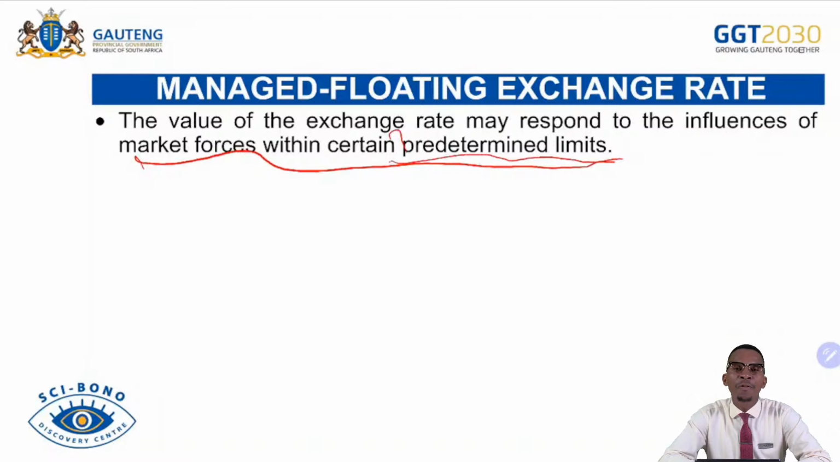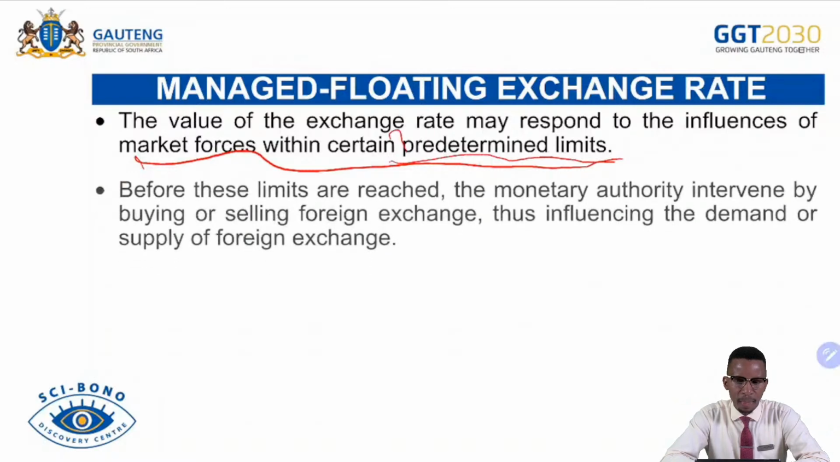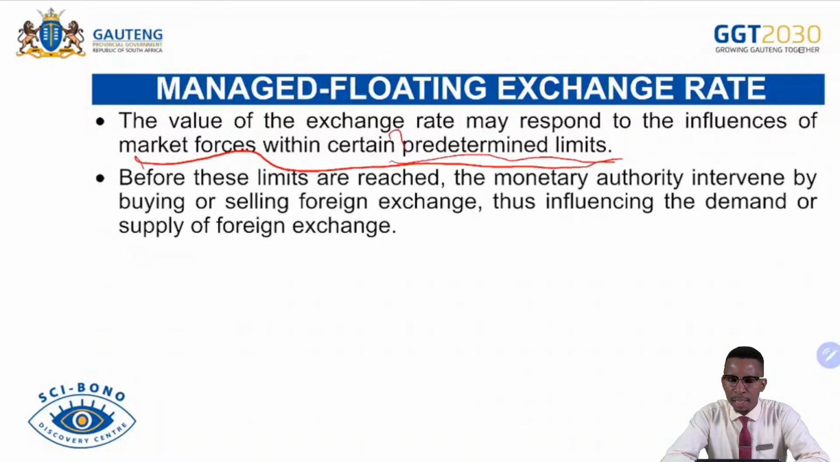Its fluctuation is not free like the free floating, but it moves within the predetermined limits that have been determined or set by the authorities to ensure that the currency can indeed appreciate, but to a certain extent, can indeed depreciate to a certain extent. Before these limits are reached, the monetary authority intervenes by buying or selling foreign exchange, thus influencing the demand or the supply of the foreign currency. So the authorities are responsible also to hold on the foreign currency so that they can be able to control the fluctuation of the currency.